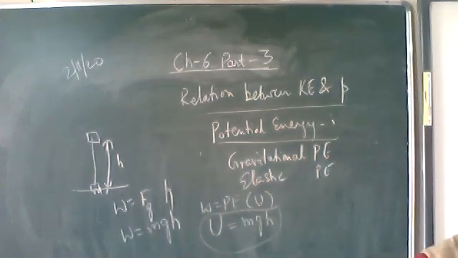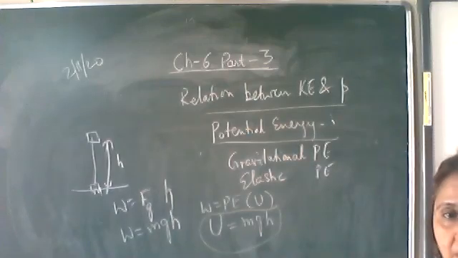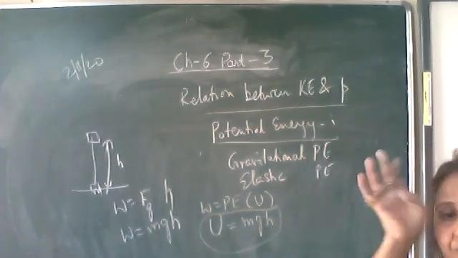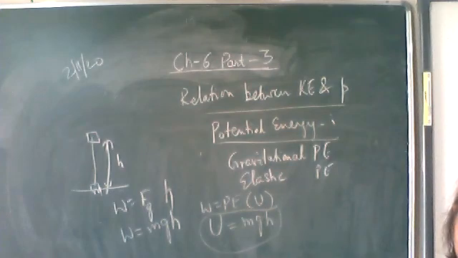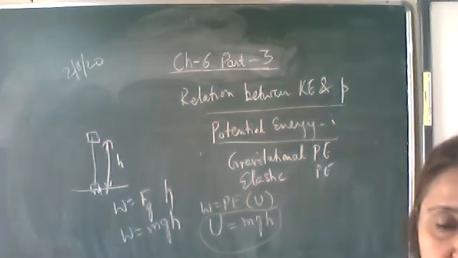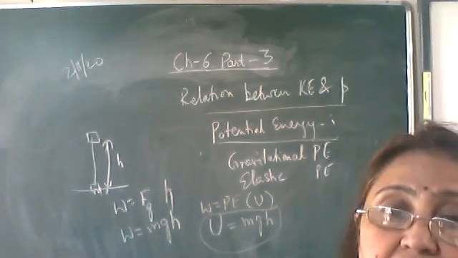So from this expression you see that the potential energy depends upon the mass of the object. More the mass, more will be its potential energy. g is constant near the surface of the earth. The acceleration due to gravity is constant. And it also depends upon the height. More the height, more potential energy will be stored in that object. More gravitational potential energy will be there in the object.